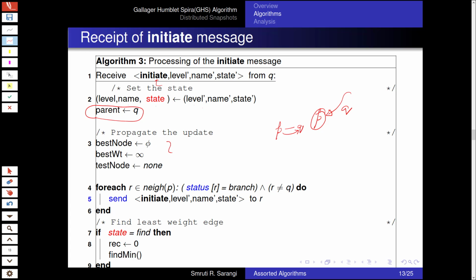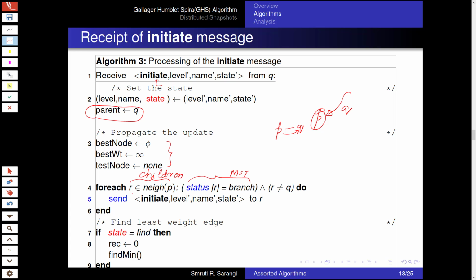So I define a few local variables: best node, best weight, and test node. We'll see what these are. For each of my neighbors, for each R element of neighbor P, as long as the status is equal to branch. Essentially I propagate this along the small MST that I have created, within my fragment. The status has to be branch, which means it is part of this MST fragment. And furthermore, R is not equal to Q, which means that I don't send a message back to my parent. I only send it to my children.